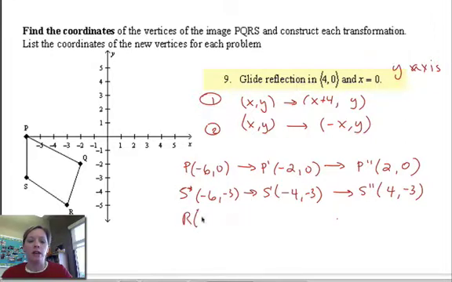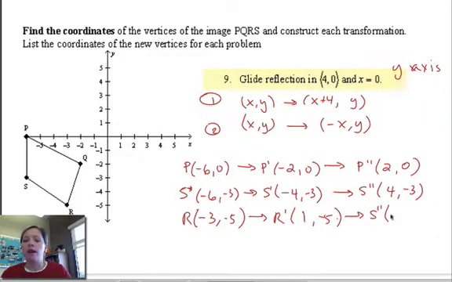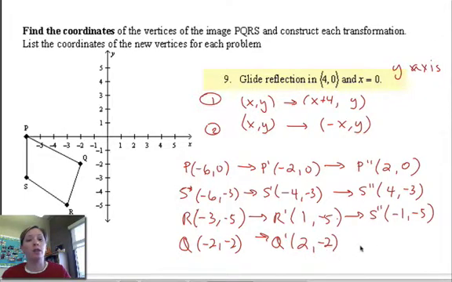R was at -3, -5. So first, when we move that 4 units to the right, -3 plus 4 is 1. So we start out at 1, -5, but then when we reflect that over the y-axis, it becomes -1, -5. And then finally Q is at -2, -2. When I add 4 to that coordinate, it's going to be 2, -2, adding 4 only to the x-coordinate. And then when I reflect that over the y-axis, it becomes the point -2, -2.